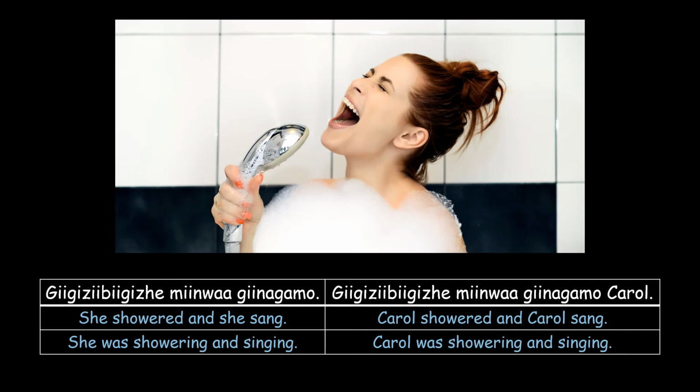Here we look at an example using meanwa in the past tense. Gigazi bigaje, meanwa, ginagammo. She showered and she sang. Or it could be interpreted as, she was showering and singing. Gigazi bigaje, meanwa, ginagammo, Carol. Carol showered and Carol sang. Or, Carol was showering and singing.